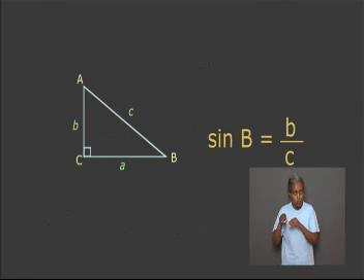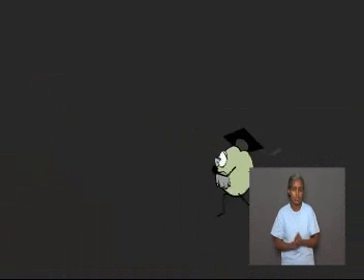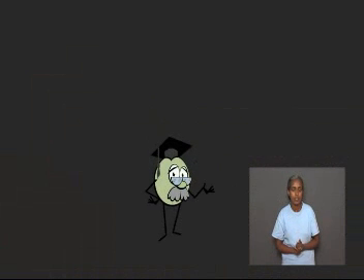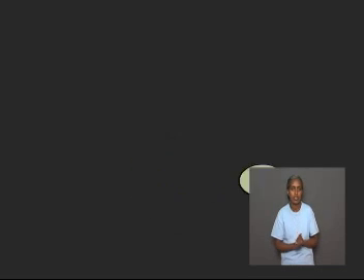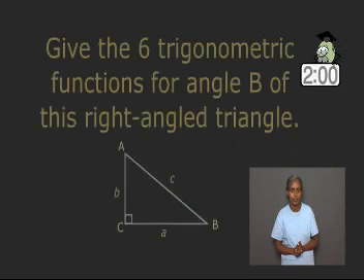Students, using this right-angled triangle, please write down the relationship of each of the 6 trigonometric functions for angle B. For example, the sine of angle B is shown as B over C. Please go ahead, students. Students, let's get ready. Begin.